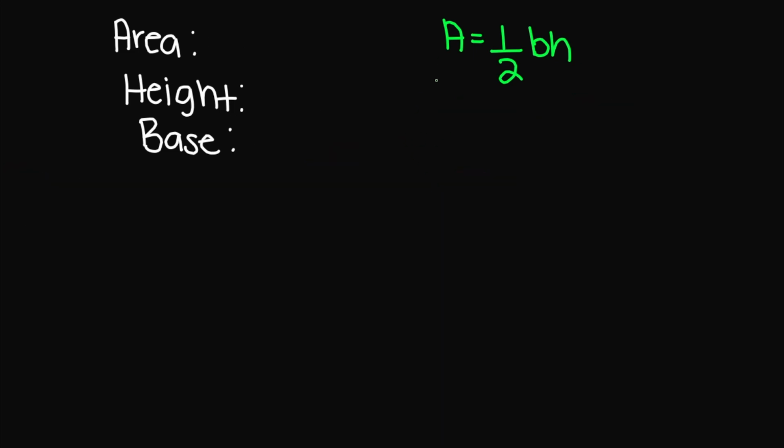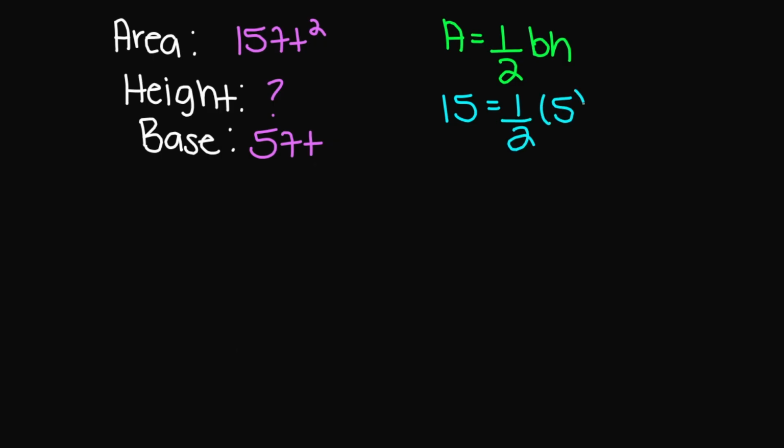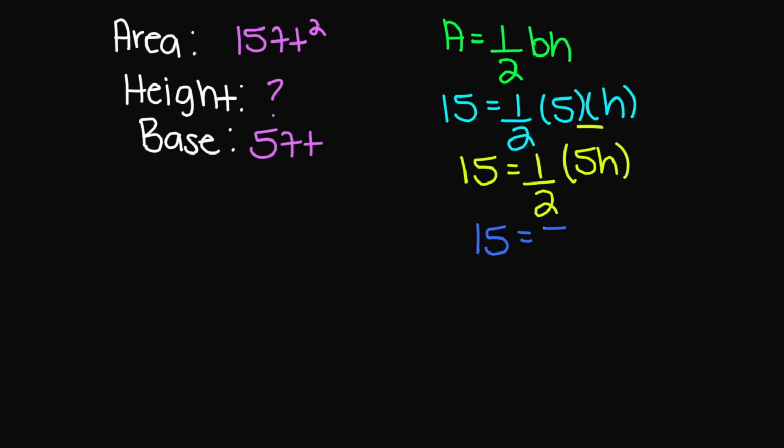So let's say that we have the area of 15 square feet and we needed to find the height, but our base is 5 feet. So let's go ahead and plug it into the formula that we have. So our area is 15. We have 1/2 here. Our base we said was 5, but we do need to find the height. So we have 15 here. And then on the right side, we have 1/2 and then 5 times h. This is going to be 5h. And then your numerator, you are going to get 15 equals 5h, and then your denominator, you're going to get 2.